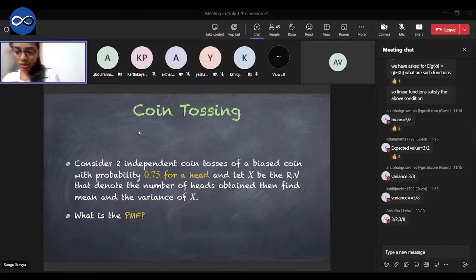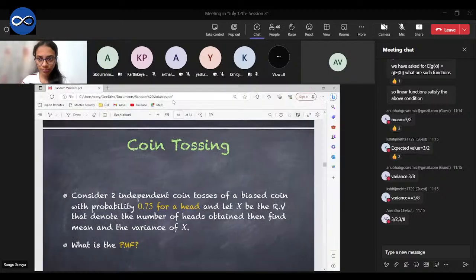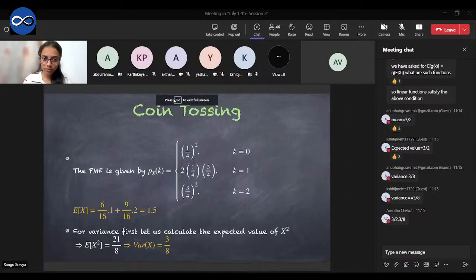So let us look at the solution. We got many answers. Let us calculate the PMF. If the random variable equals 0, that means the number of heads is 0. So both are tails. Probability for a tail is 1 by 4. So 1 by 4 into 1 by 4, 1 by 4 whole square.